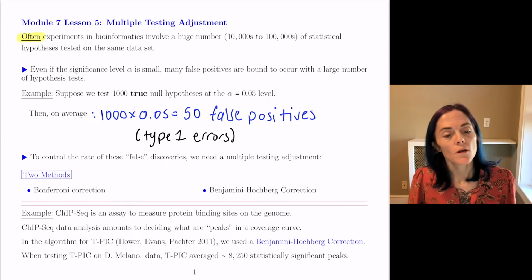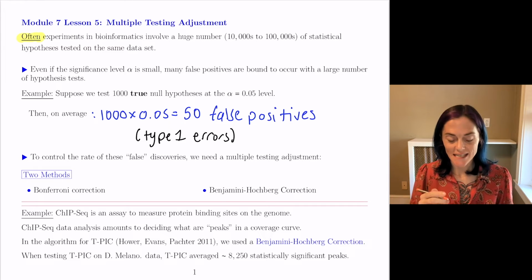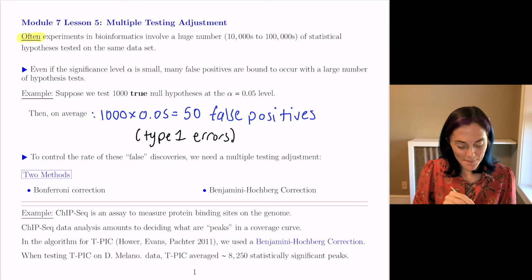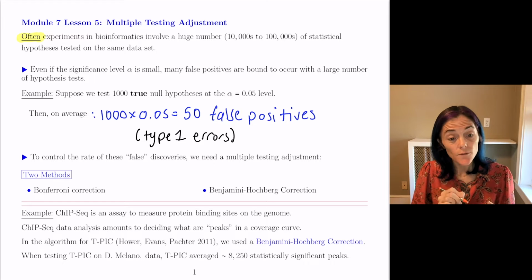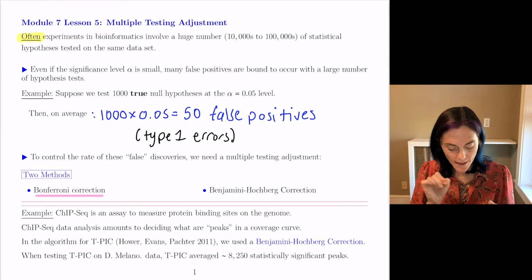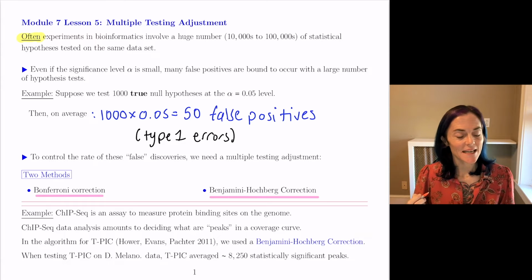To control the rate of these false discoveries, we need to adjust for our multiple hypotheses being tested. And I mentioned when I was talking about objectives, there's really two methods we will discuss. The first is a Bonferroni correction, and the second is a Benjamini-Hochberg correction.